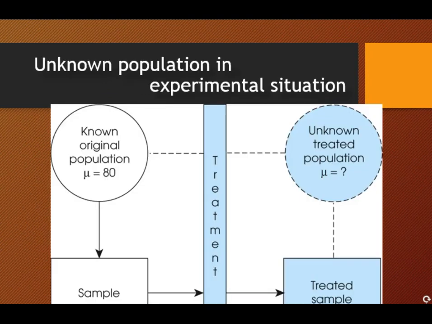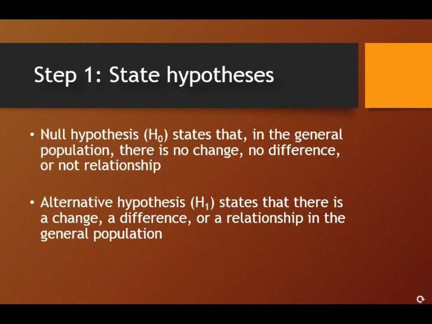From the point of view of the hypothesis test, the entire population receives the treatment and then a sample is selected from the treated population. In actual research, a sample is selected from the original population and the treatment is administered to the sample.